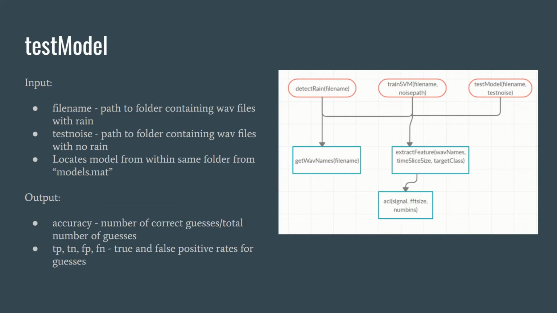Test model, like train SVM, loads and extracts the features from the WAVs in the exact same way. However, it must then load the SVM model from models.mat within the same folder. Once the feature vector and model have been obtained, each feature is run through the predict method. The true positive, true negative, false positive, and false negative metrics are then recorded. Then, the accuracy metric is calculated and all 5 metrics are returned.